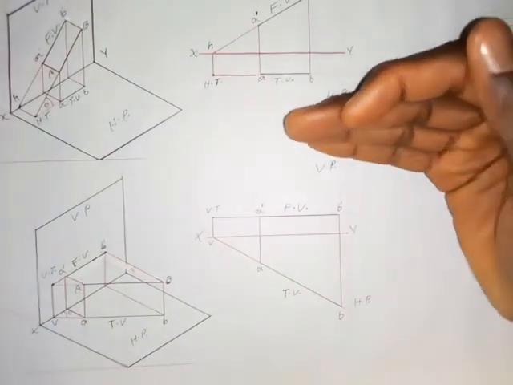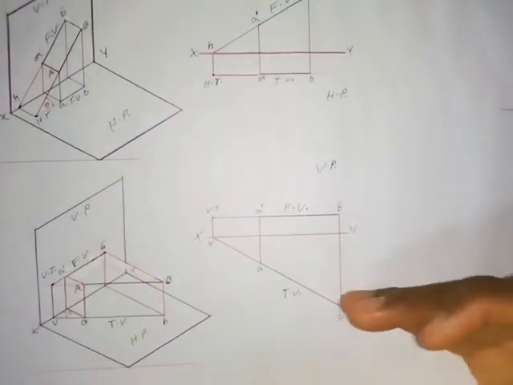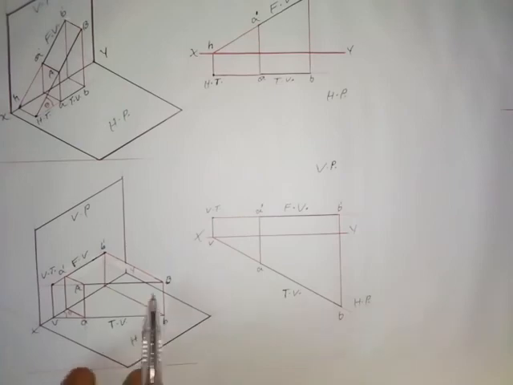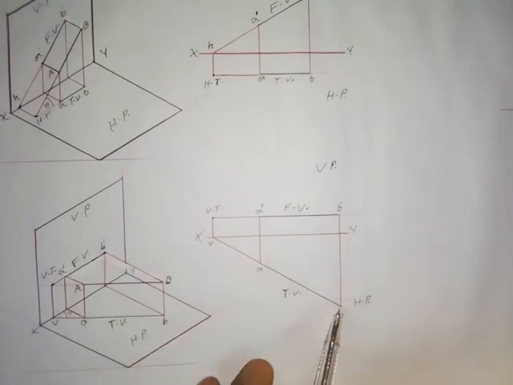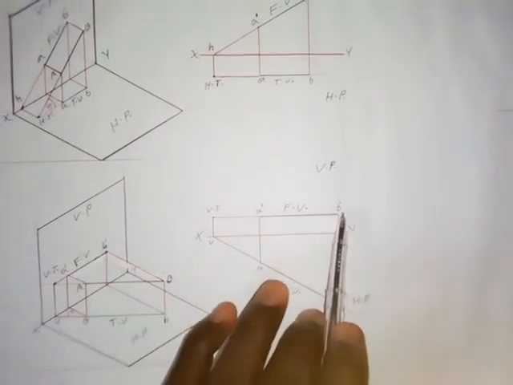So this is our vertical plane and this is the horizontal plane. As you know, line AB is inclined to the vertical plane and parallel to the horizontal plane. So the distance from here to here is equal to the distance from here to here, which means that line AB, which is the top view, is the true length of line AB, because line AB is parallel to the horizontal plane. So we have the top view to be AB and the front view is A prime, B prime.